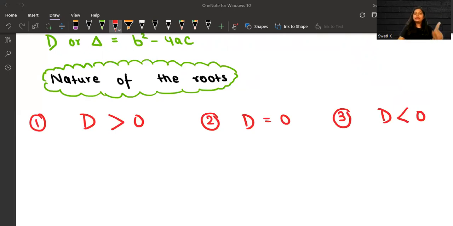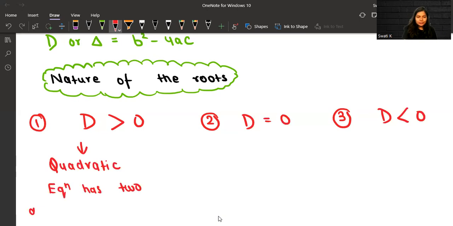So when the discriminant is positive, that means D is greater than 0, the quadratic equation has two different real roots. How many real roots? Two different real roots. That's the condition. So you can write down, when D is greater than 0, then the quadratic equation has two different real roots. We will take a few examples also, don't worry. I'm just writing here the formula.